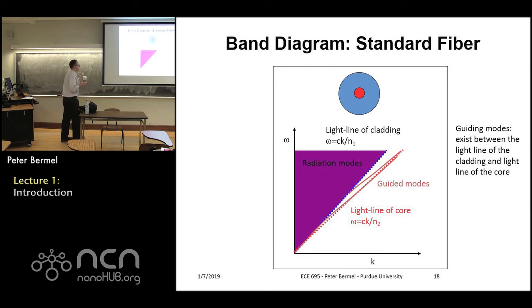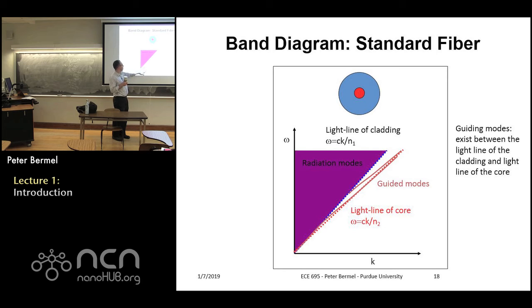On the x-axis, it's showing you the K value. So this is basically the momentum of light. It's telling you what its momentum is in a particular direction. In this case, we're talking about its momentum down the fiber axis. And then omega is basically the frequency. So this is the y-axis here.